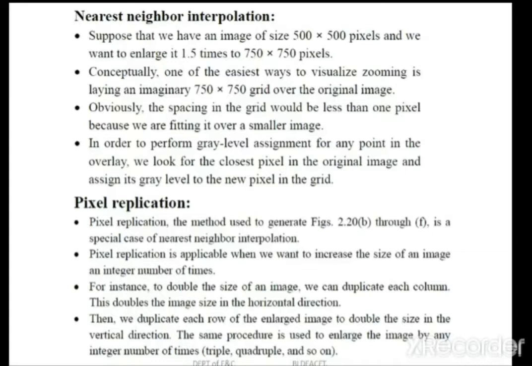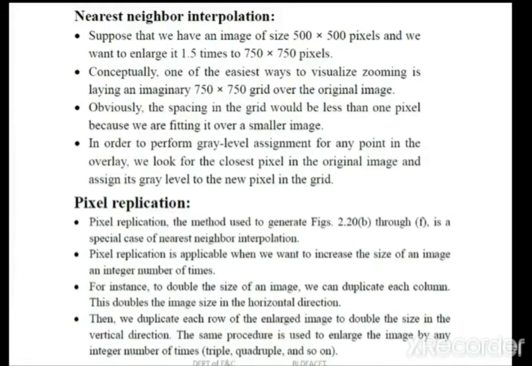The idea is very simple. Just double the size of the image, and we can duplicate each column and each row value. So this will double the size of the image in the horizontal as well as the vertical direction. This concept we call the pixel replication technique. These processes we use in case of zooming the image.